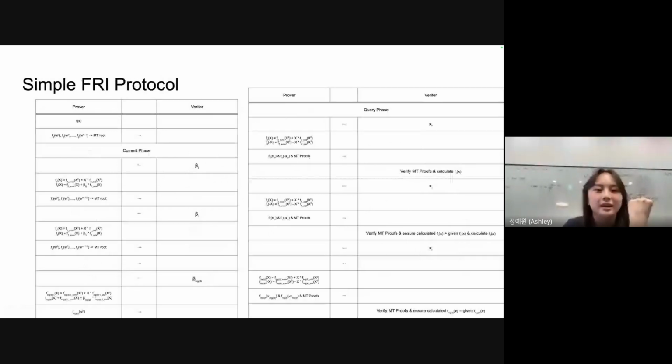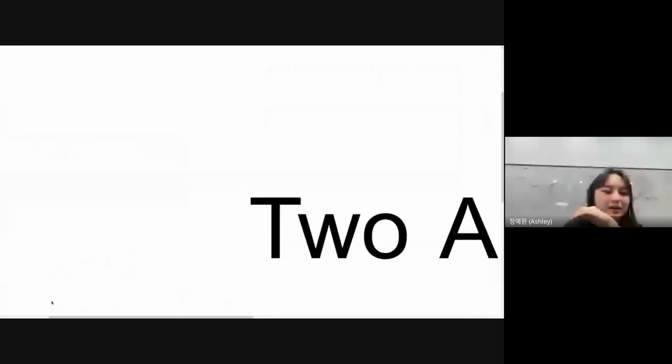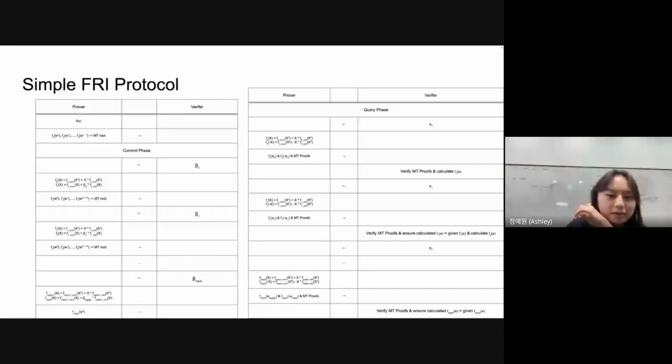SimpleFri protocol, I don't know how much I should go into this, but as you can see, we have the polynomial. We evaluate it on a domain, and then we commit the Merkle tree root to the verifier. We get a given challenge back from the verifier, and then we evaluate all of the polynomial. We fold the polynomial and then we evaluate it on another, smaller domain, and then we create a Merkle tree and we commit a Merkle tree root.